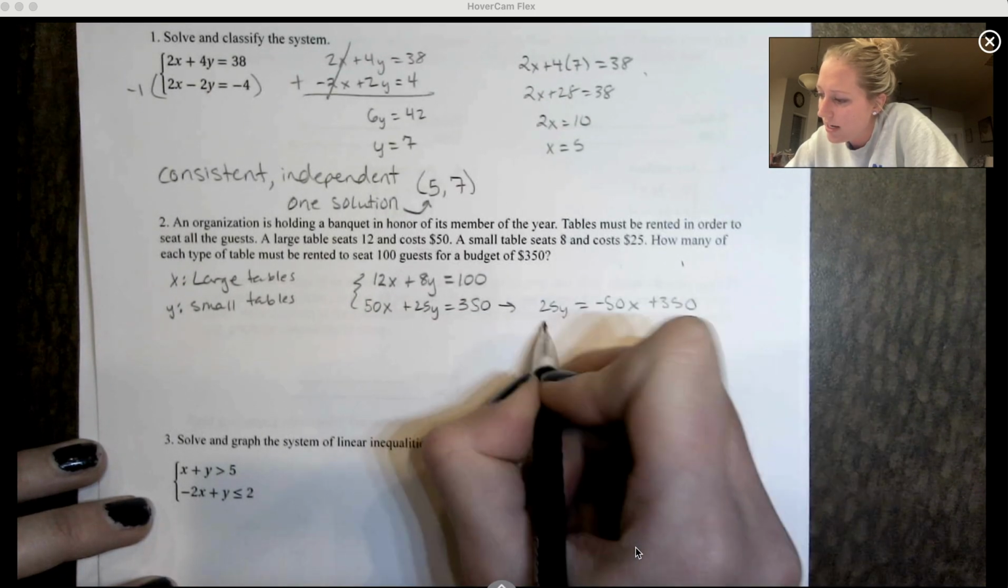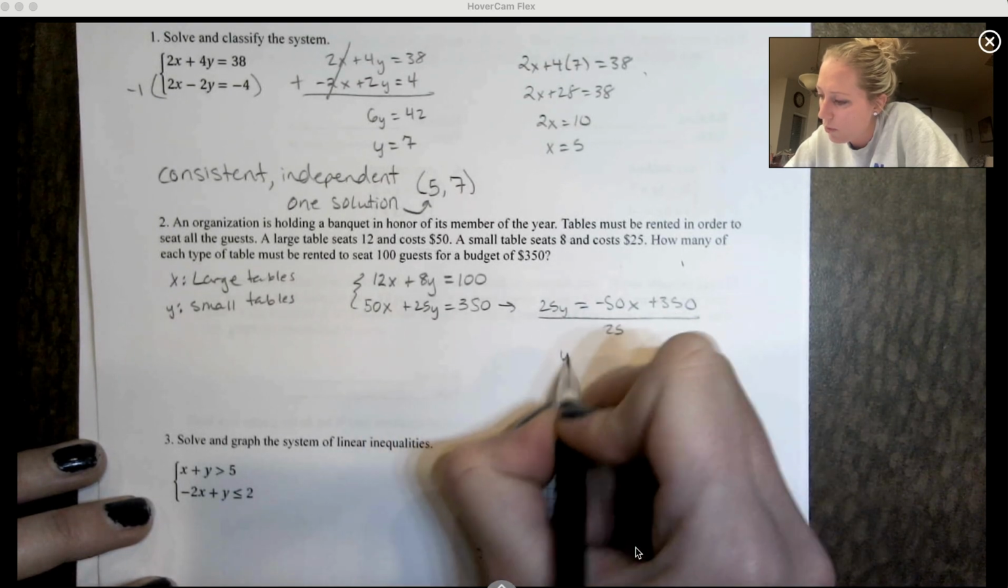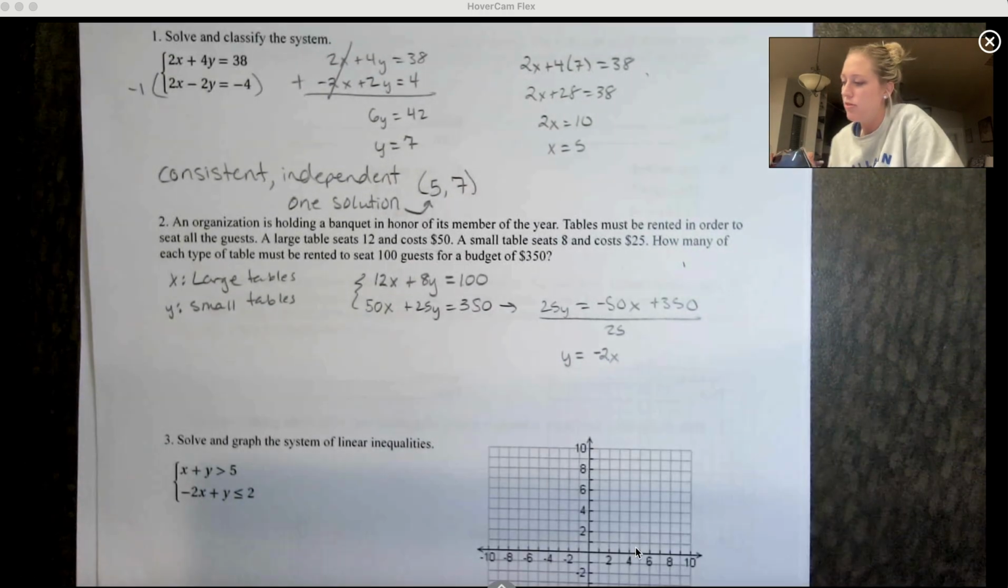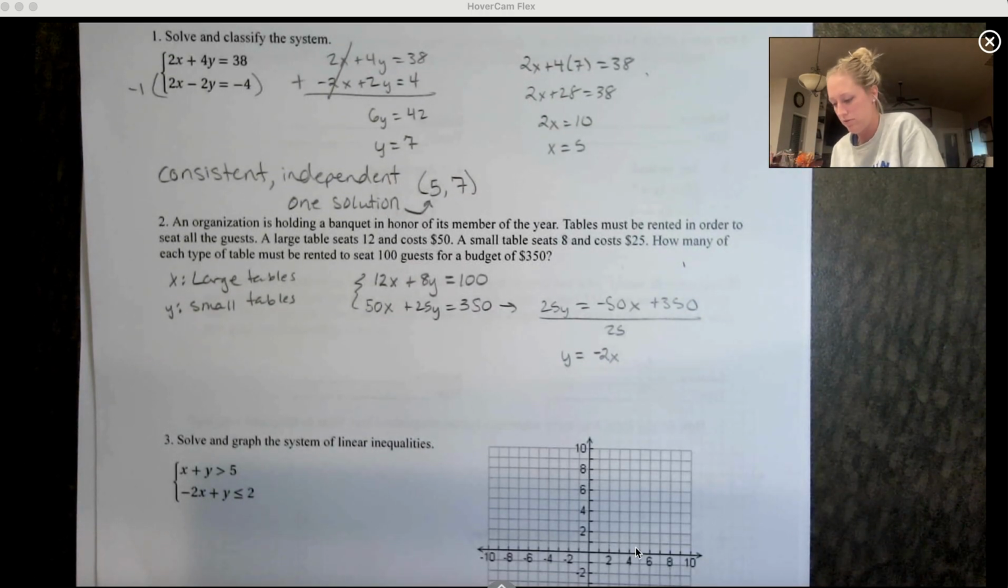And then I'm going to divide everything by 25. So we got y equals -2x, and then 350 divided by 25 is 14.